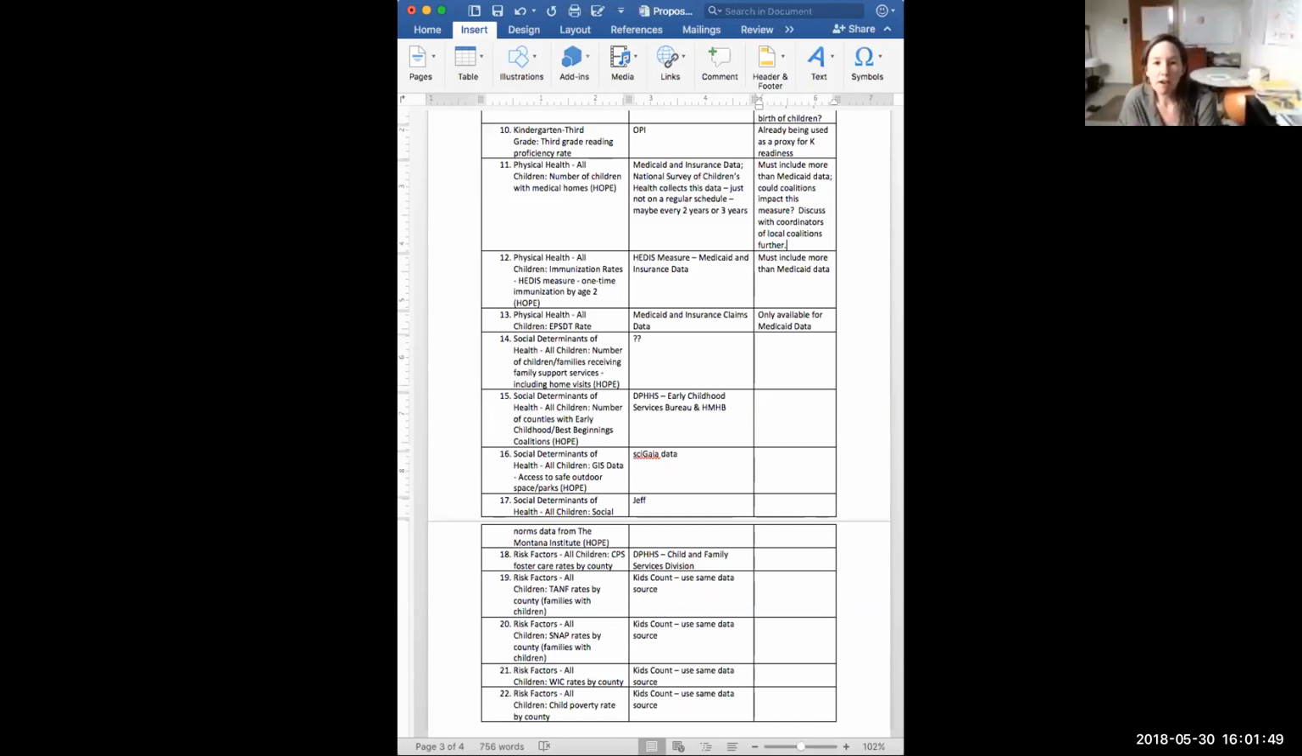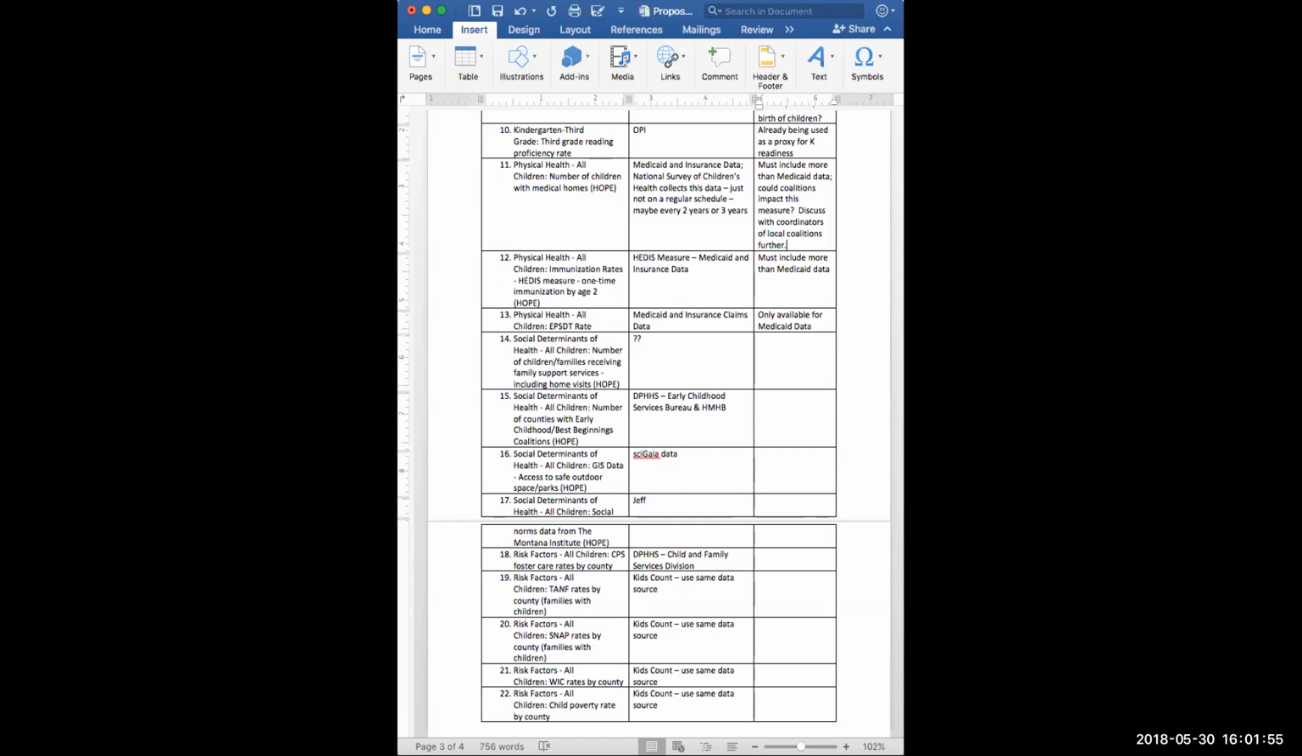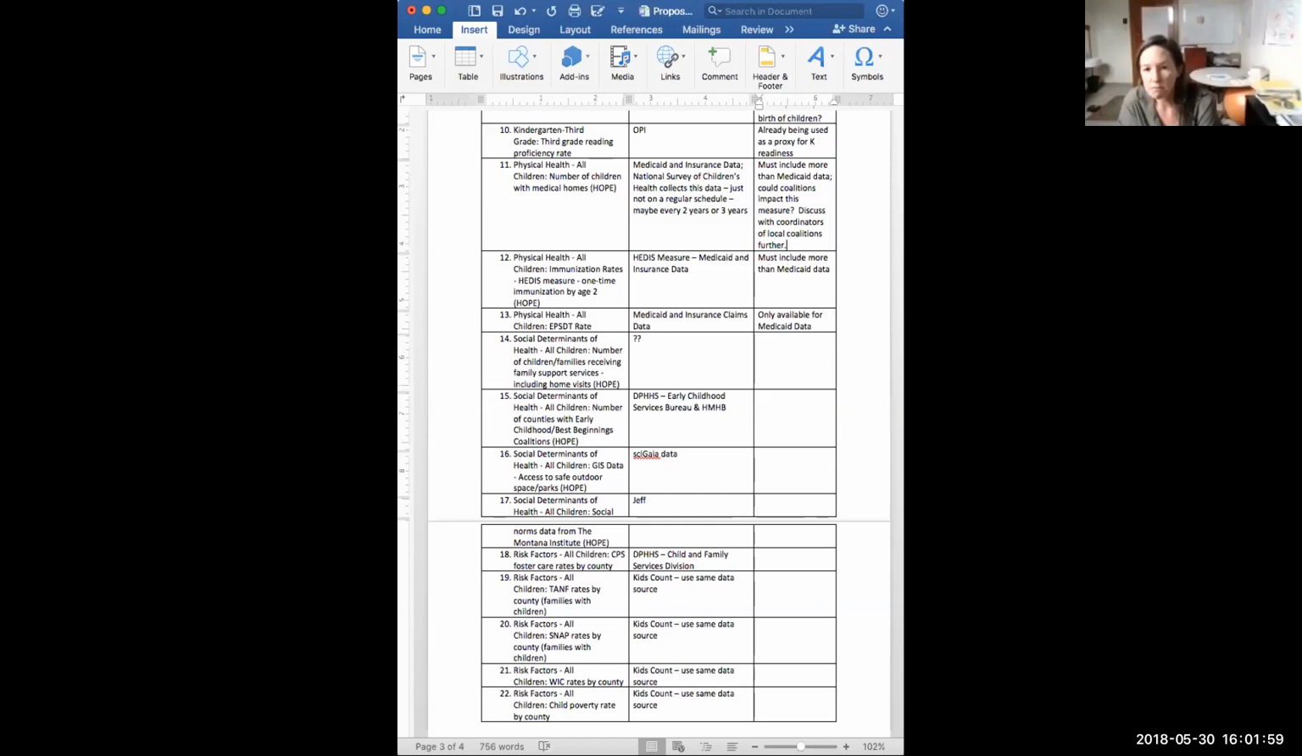Any other thoughts on the physical health measures that we have right here? Do they feel on the mark enough or weak, or would we want to be thinking about something else?